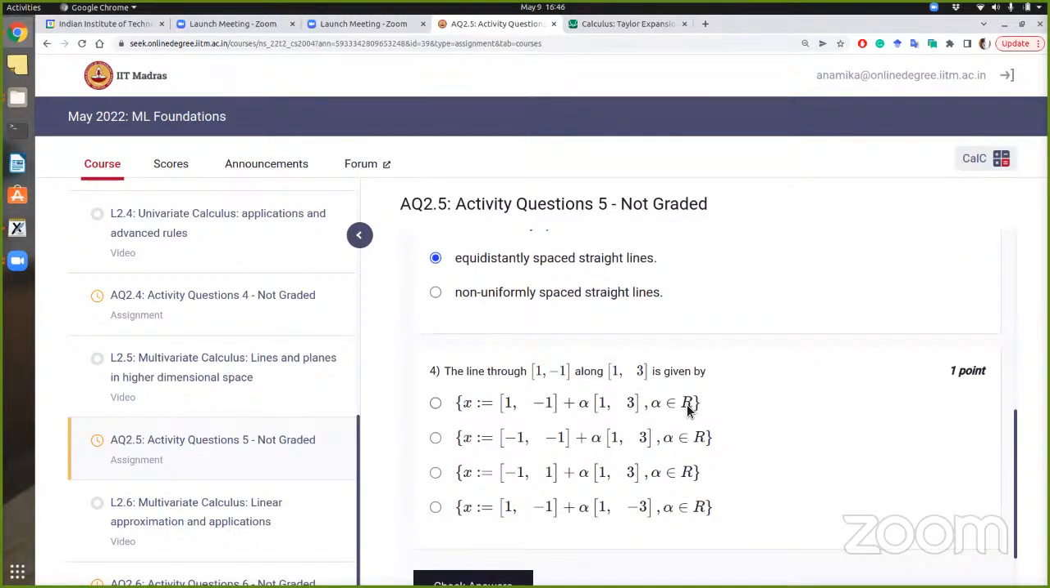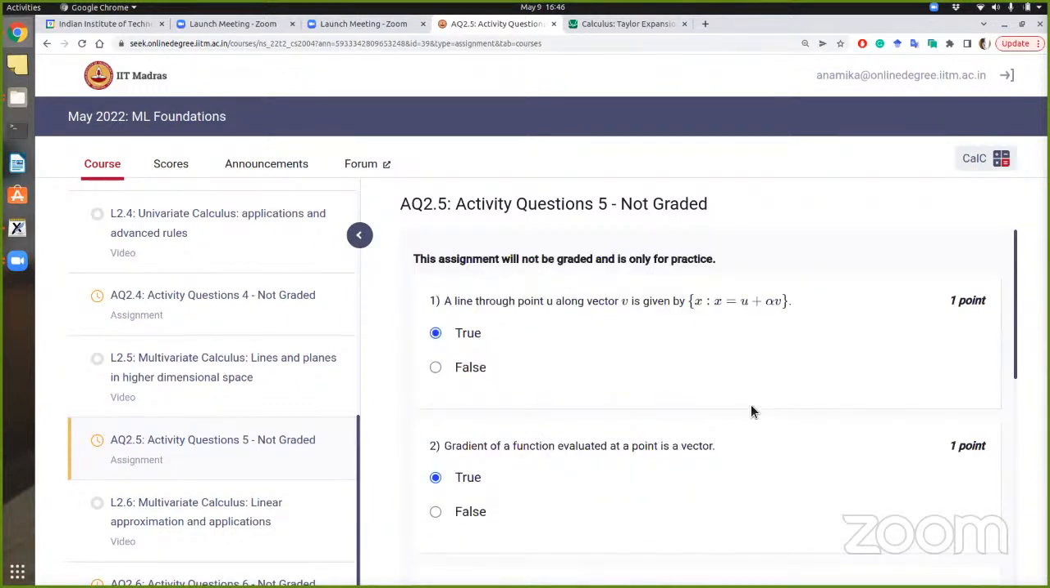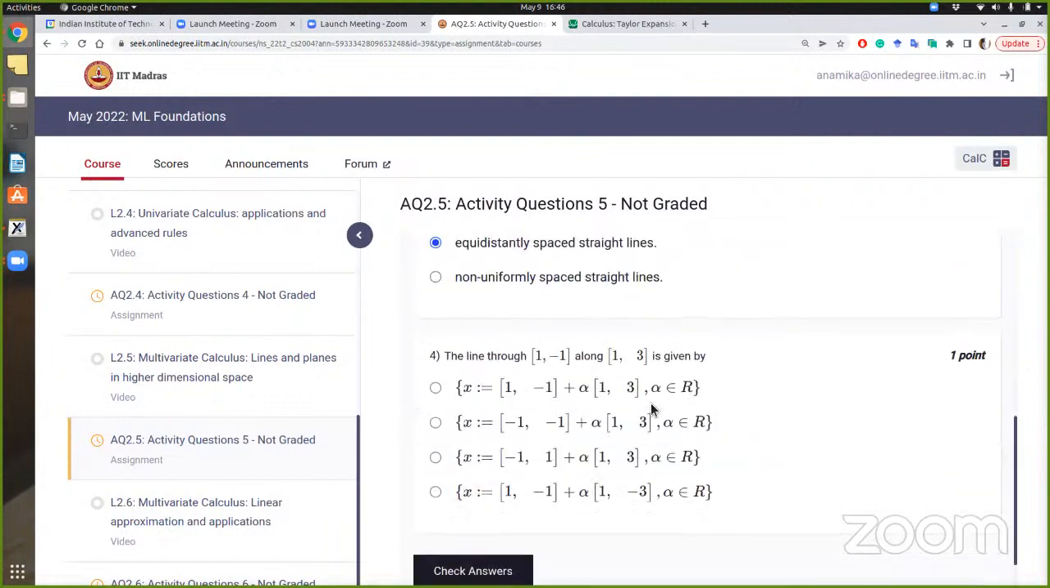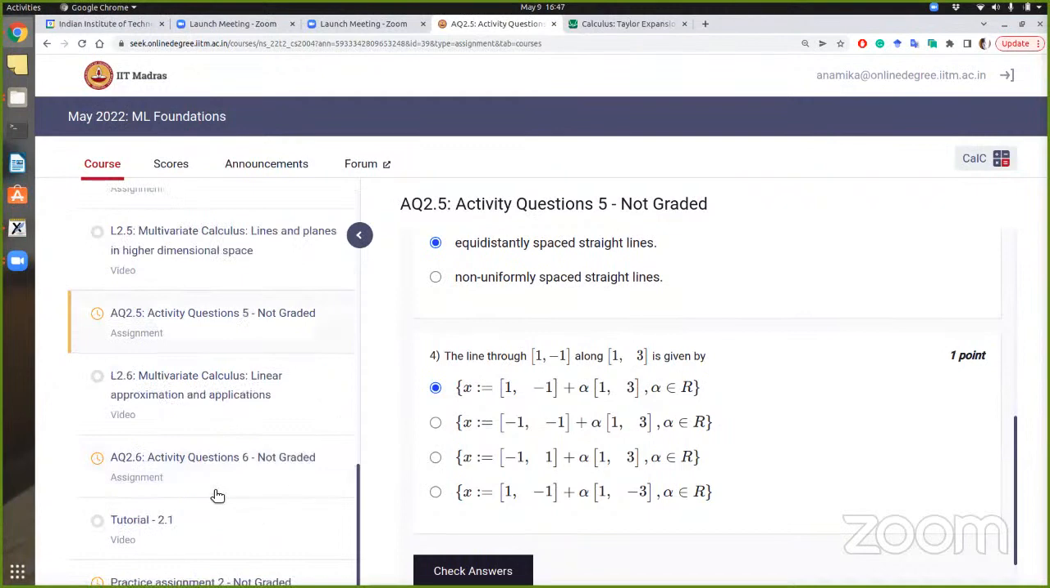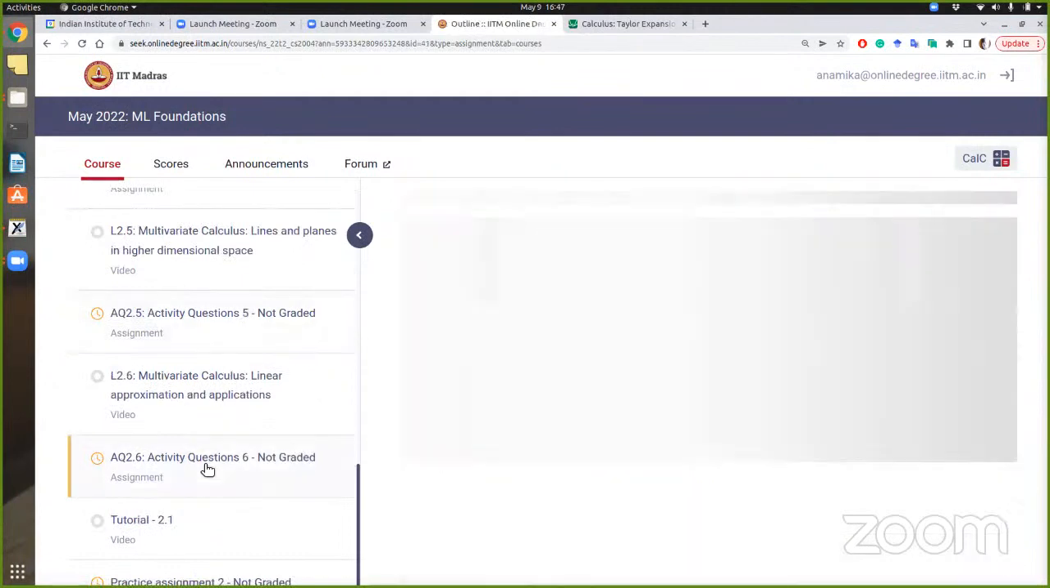Next question, similar to the first one. The line through this point along this vector. We saw this: u plus alpha v, where u is (1, -1) plus alpha times v, (1, 3). So this should be the correct option. Okay, next set of questions.